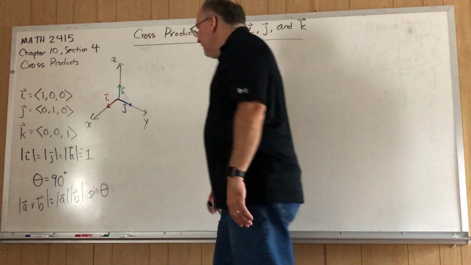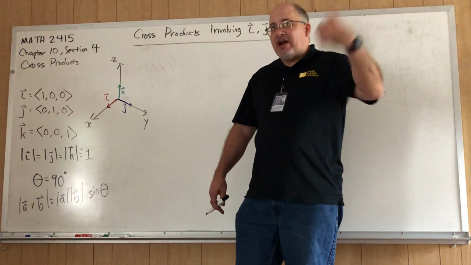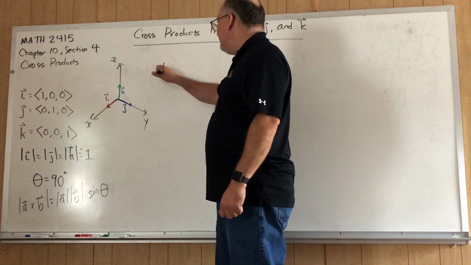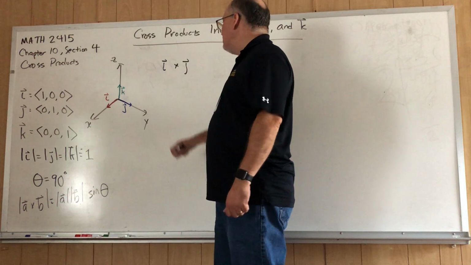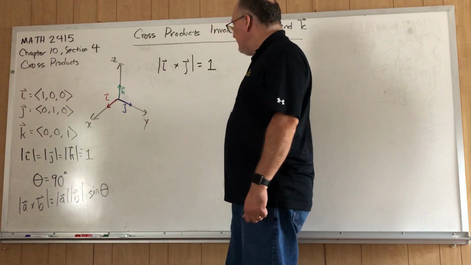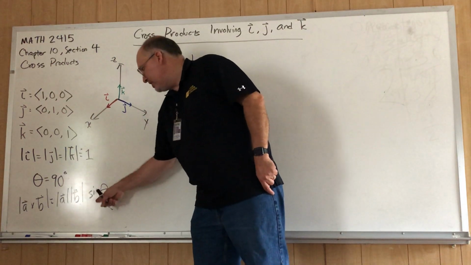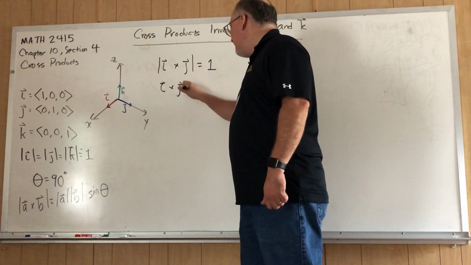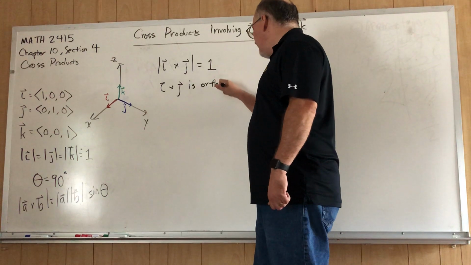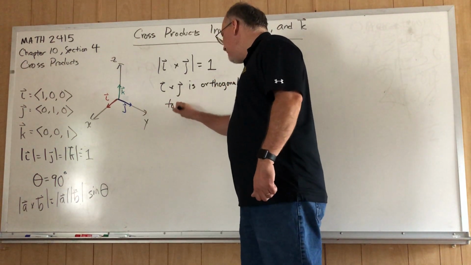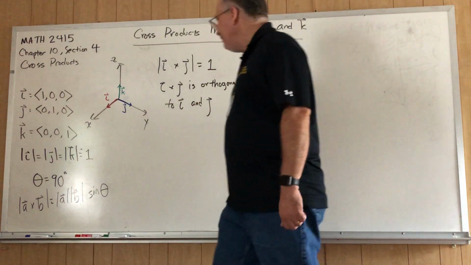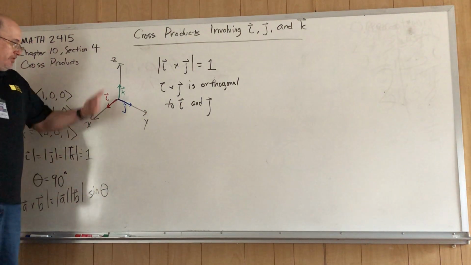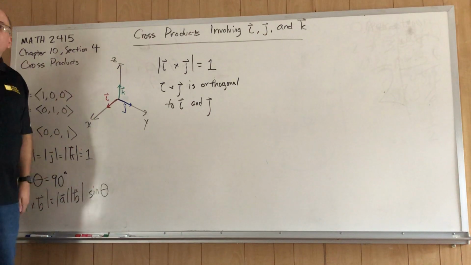Now, that doesn't tell us which direction it goes, and that's where the right-hand rule comes into play. If we were to find the cross product of i and j, without just using the formula, we know the magnitude is equal to 1, because the magnitude of i is 1, the magnitude of j is 1, and the sine of 90 degrees is 1. We also know that i cross j is orthogonal to i and j. So what we're looking for is an orthogonal vector to i and j that has a magnitude of 1. Well, k has a magnitude of 1, but be careful, so does negative k pointing in the opposite direction.